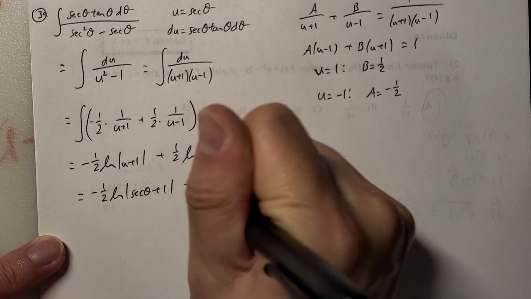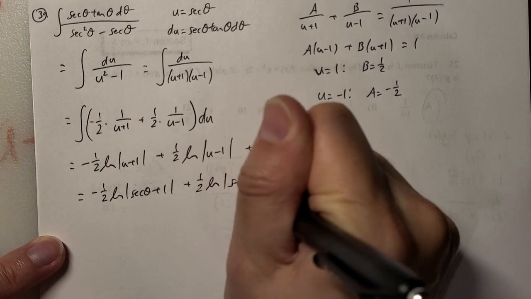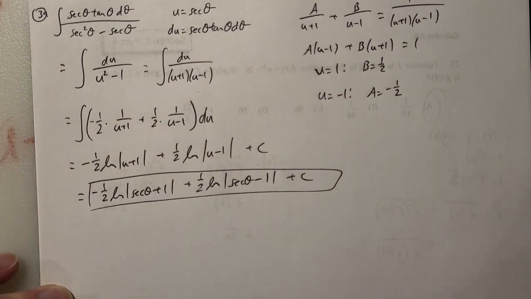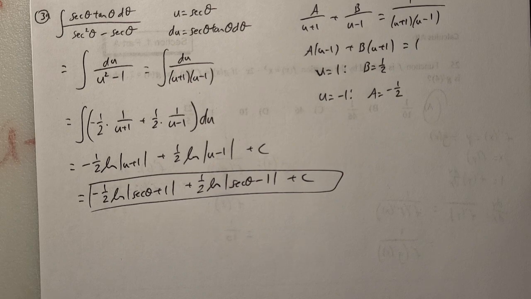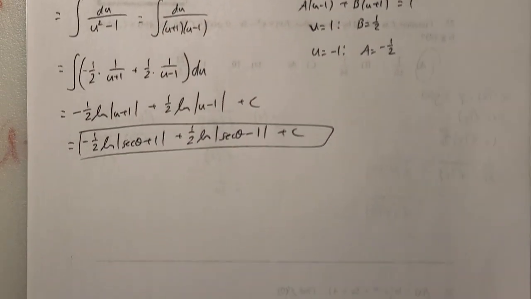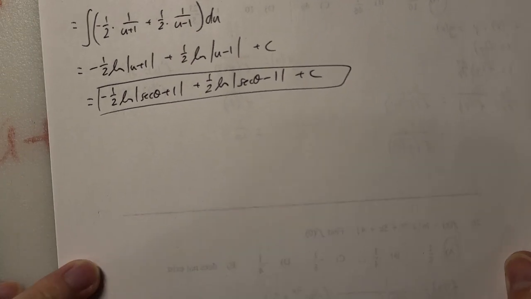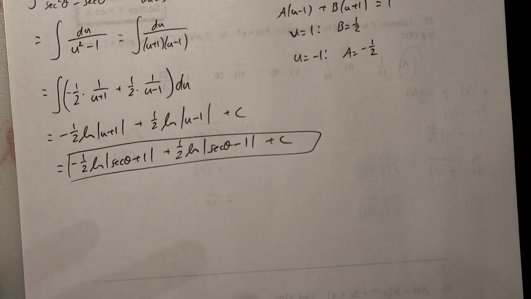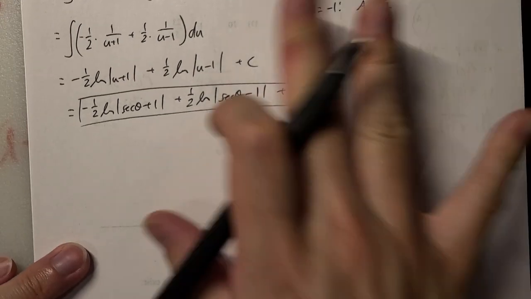This is 1/2 ln |secant theta minus 1| plus c. That's what I get. Okay, so this one was pretty easy actually. You had to first do a substitution, then partial fraction decomposition, which is pretty easy. Or like I said, you could probably do a trig sub here also, and there's probably more techniques you can do, but I just showed you one way.